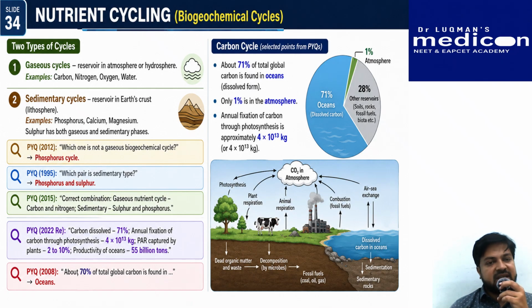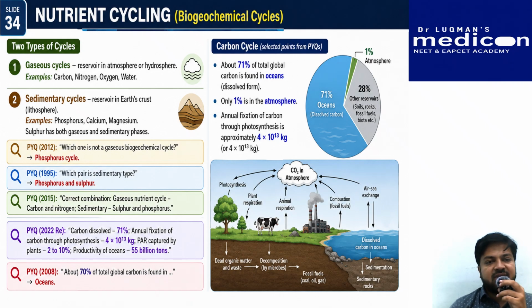So bio means living form, geo means earth, and chemical means the chemical condition of a nutrient. This is called biogeochemical cycles. There are two types of cycles. One, gaseous cycles. Two, sedimentary cycles.